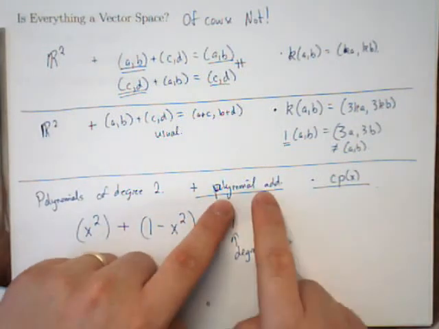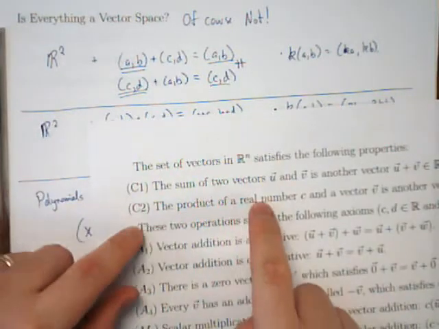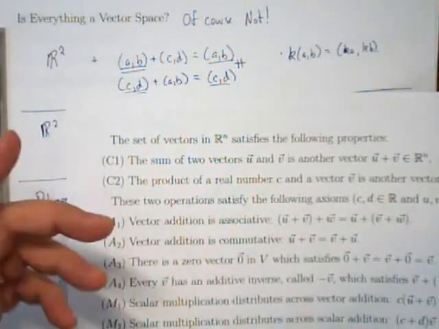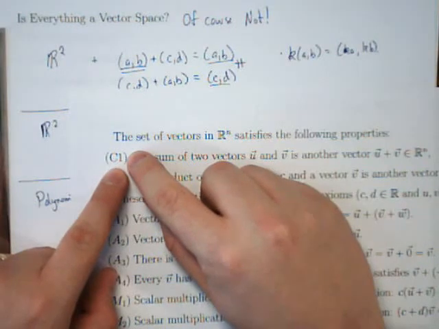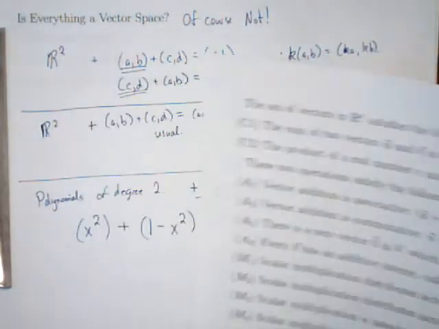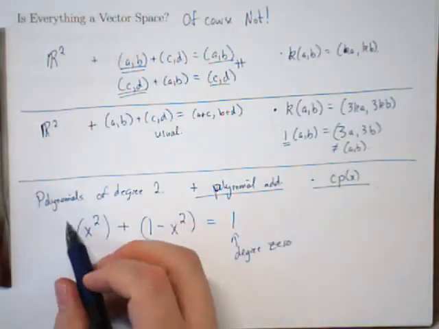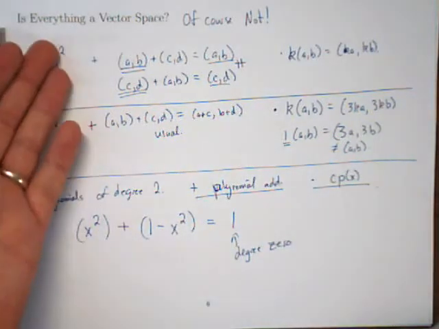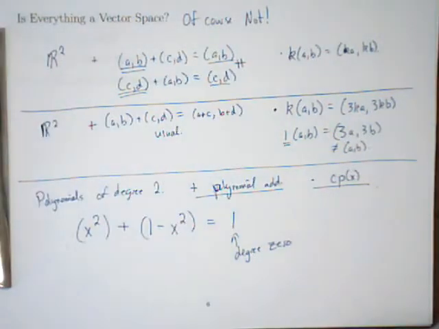And so the sum of two polynomials of degree 2 is a polynomial of degree 0. So in this case, polynomial addition caused us to leave the set. We weren't closed. We didn't satisfy the closure axiom. We did not get another vector in our set of polynomials of degree 2. So is everything a vector space? Of course not. But many things are, and we're going to be studying vector spaces throughout the semester. That completes the screencast.